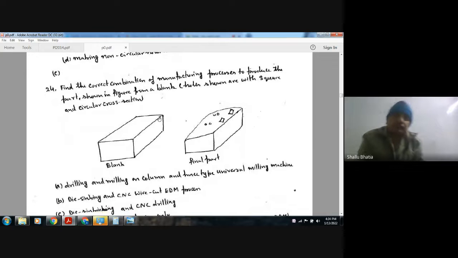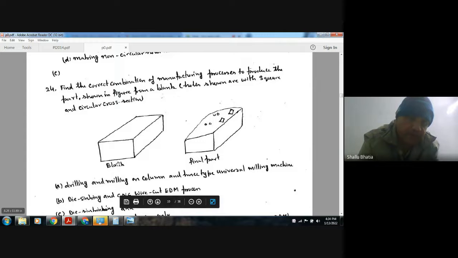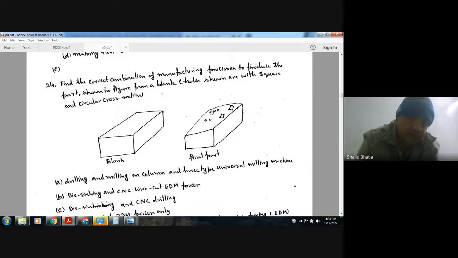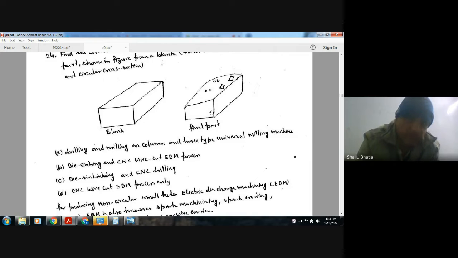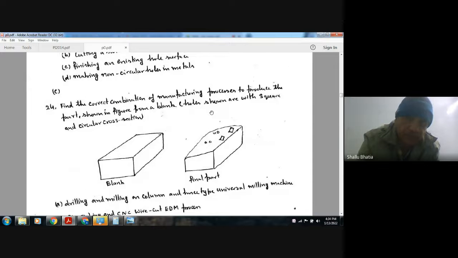Find the correct combination of manufacturing processes to produce the part shown in the figure, from a blank bracket. Holes shown are with square and circular cross section. So this is the blank, these are circular holes, these are square section, and this is the final part. So we have to make square holes also along with circular holes. Find the correct combination to produce the part.